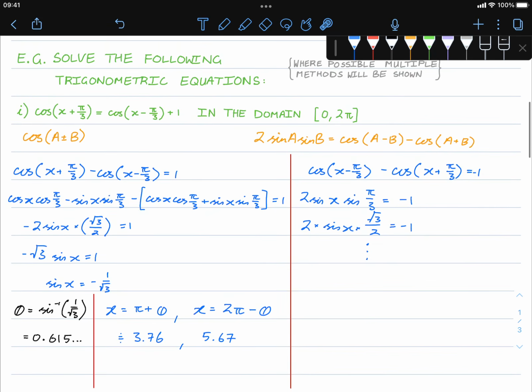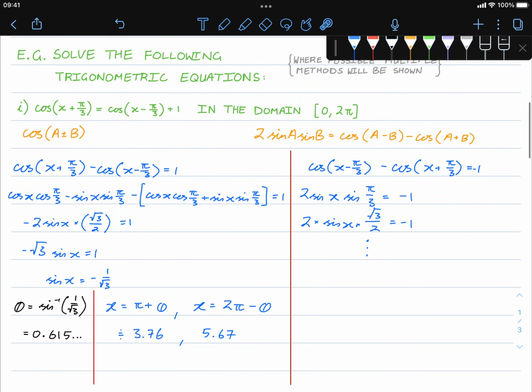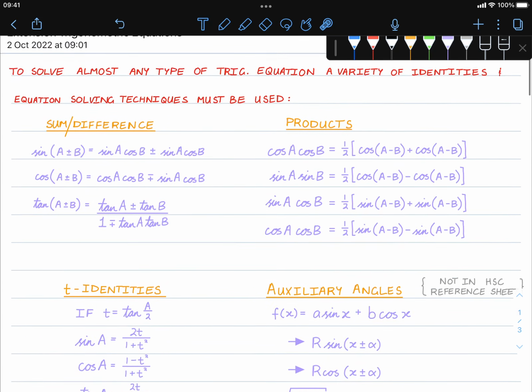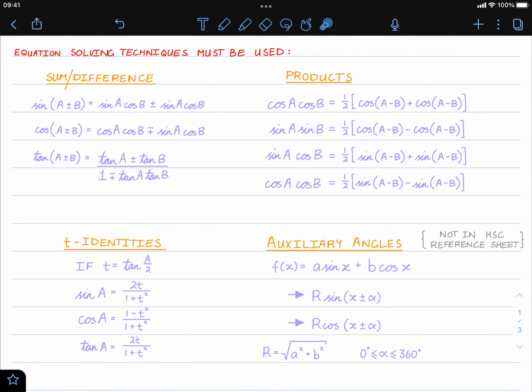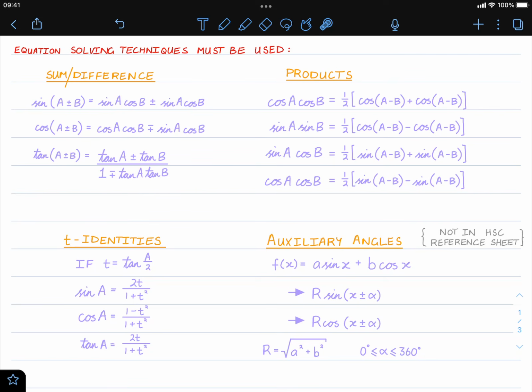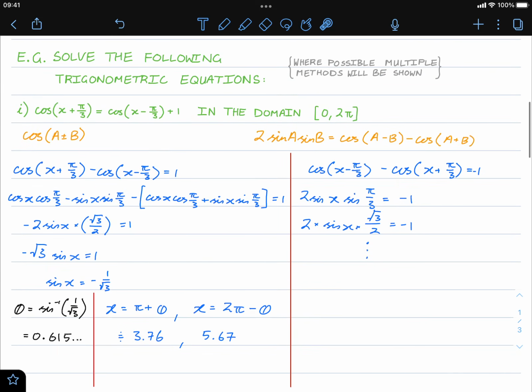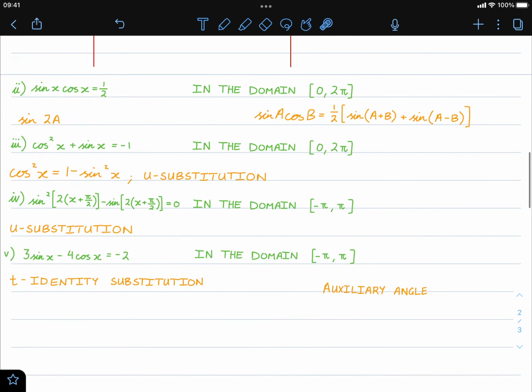Alright, so that's the end of this first example. Hope that gave you an insight into how we could use a variety of these identities to tackle the same problem. Hope to see you in the next video where we tackle these next 4.